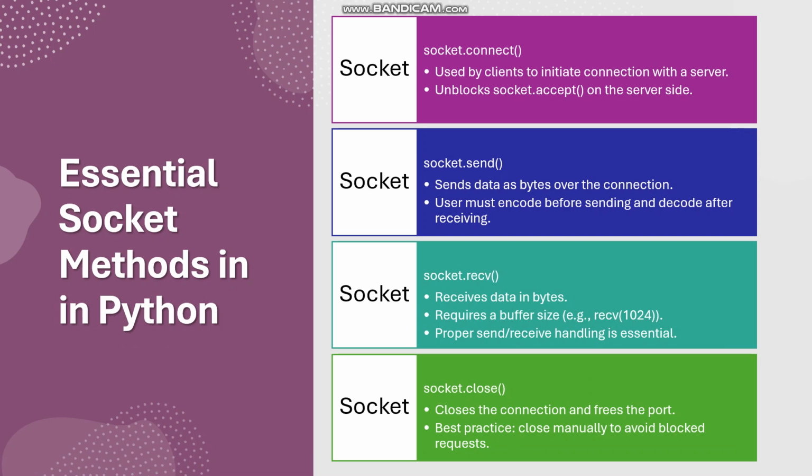Socket close closes the connection and frees the port. Best practice, close manually to avoid blocked requests. So the first one, socket.connect, is used by a client to initiate connection to the server and unblocks socket.accept on the server side. Socket.send sends data as bytes over the connection. The user must encode before sending and decode after receiving. Socket.recv, which stands for receive, receives data in bytes and requires a buffer size, 1024 this time. Proper send and receive handling is essential at this stage. Socket close closes the connection and frees the port. Best practice, close manually to avoid blocked requests.